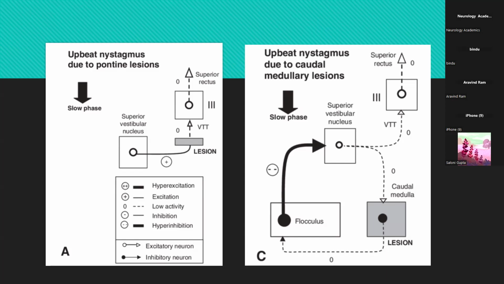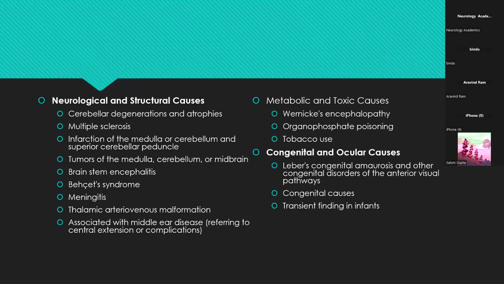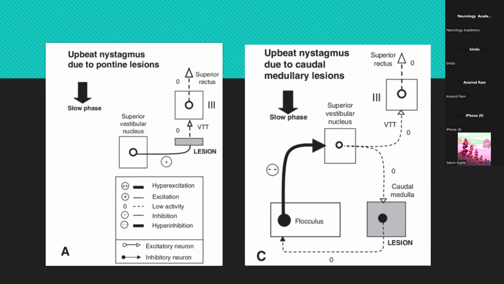In the second pathophysiology, there is a lesion in the caudal medulla, which was originally sending an inhibitory loop to the flocculus, and in turn was inhibiting the superior vestibular nucleus. Such an inhibition is lost, and that will ultimately reduce the excitation of the superior rectus, and that will cause an abnormal downward drift of the eyes and a corrective upward saccade.